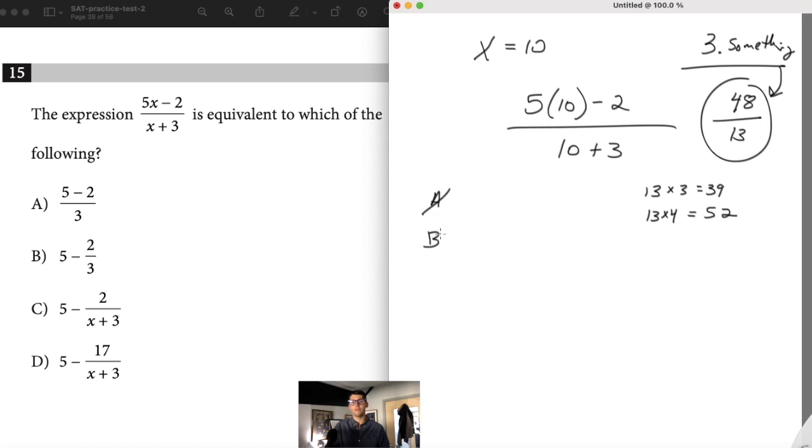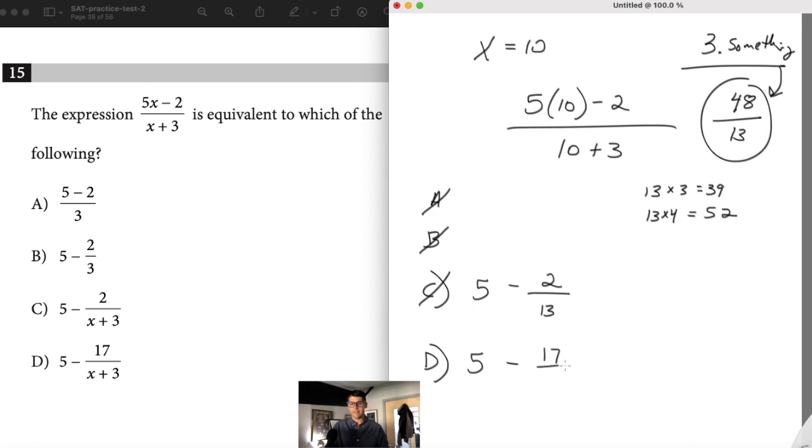Well, 5 minus 2/3 is not going to get us to 3 point something. It's going to be 4 point something, or 4 and a little bit. Same with answer choice C. We have 5 minus 2 over X plus 3, and we already did that math. That was 13. Again, that's 4 and something else, right? So that's not right. Answer choice D is going to look great.